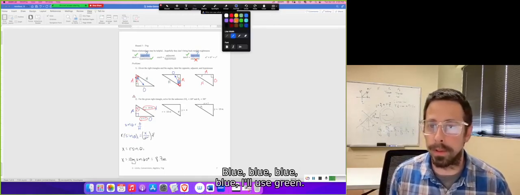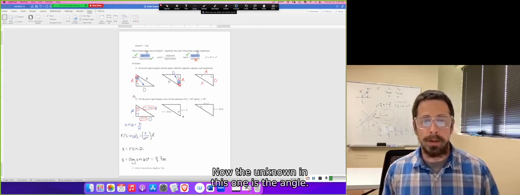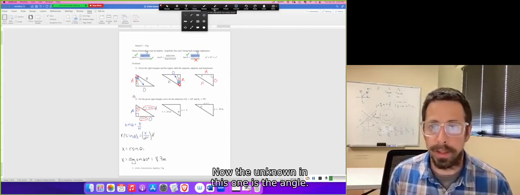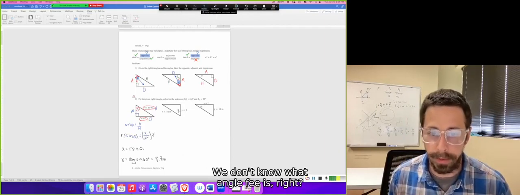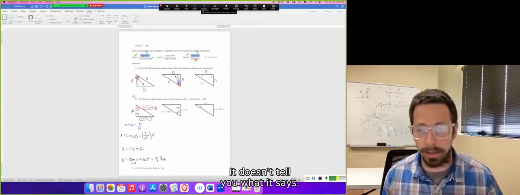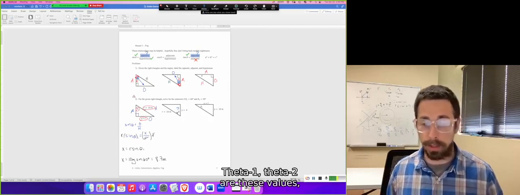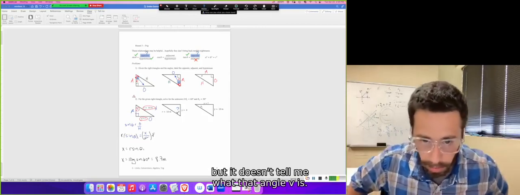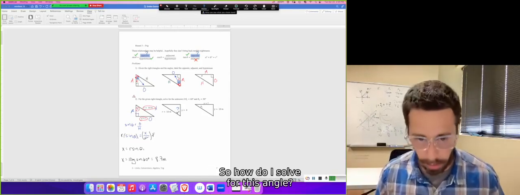We'll use green. Now the unknown in this one is the angle. We don't know what angle phi is, right? It doesn't tell you what phi is. It says theta 1 and theta 2 are these values, but it doesn't tell me what that angle phi is. So how do I solve for this angle?